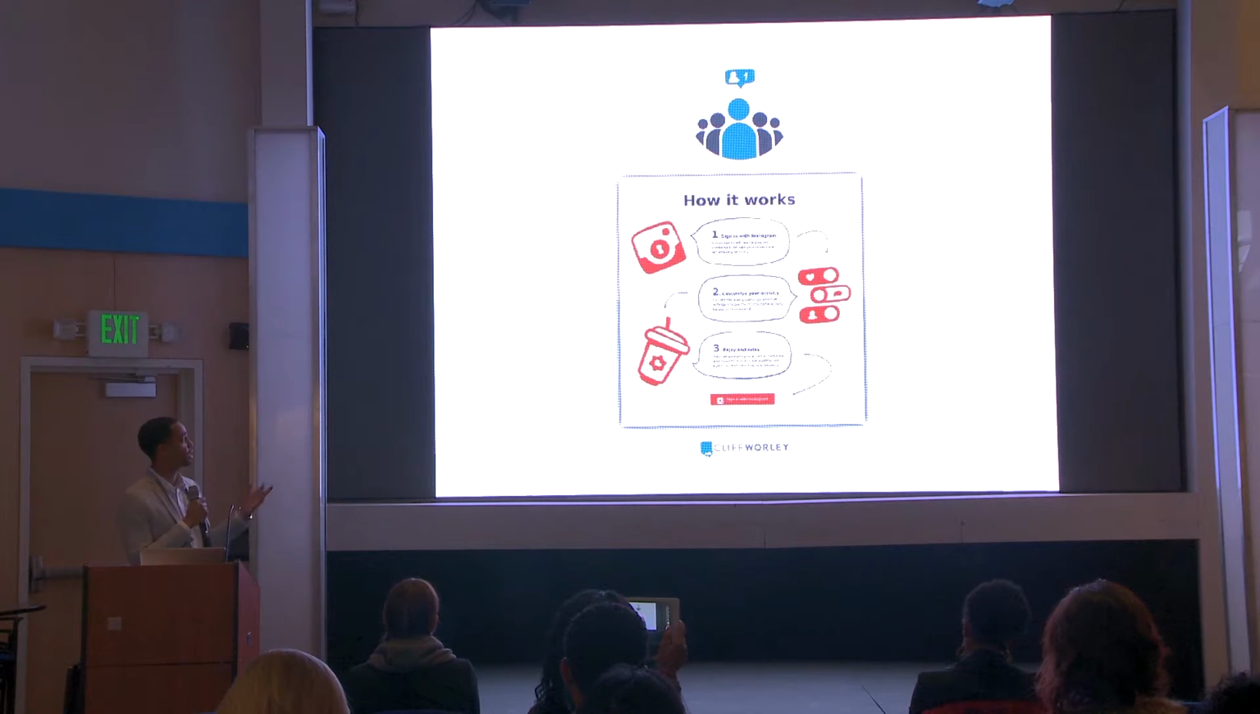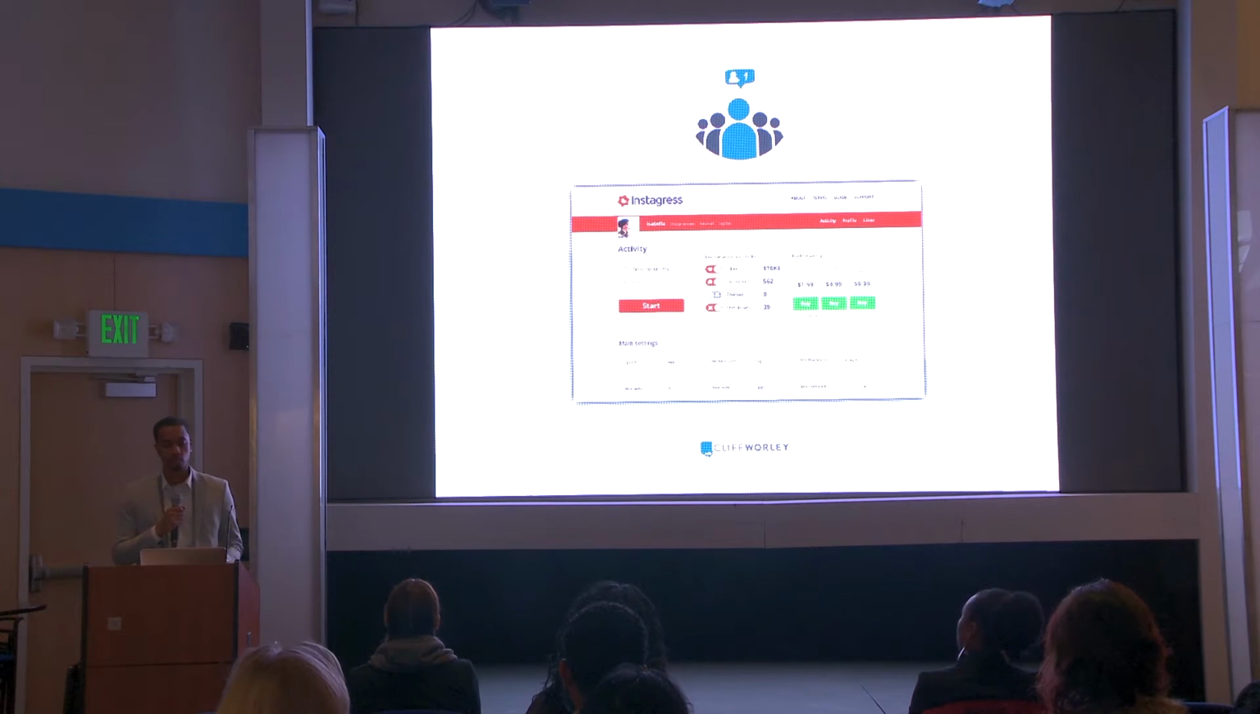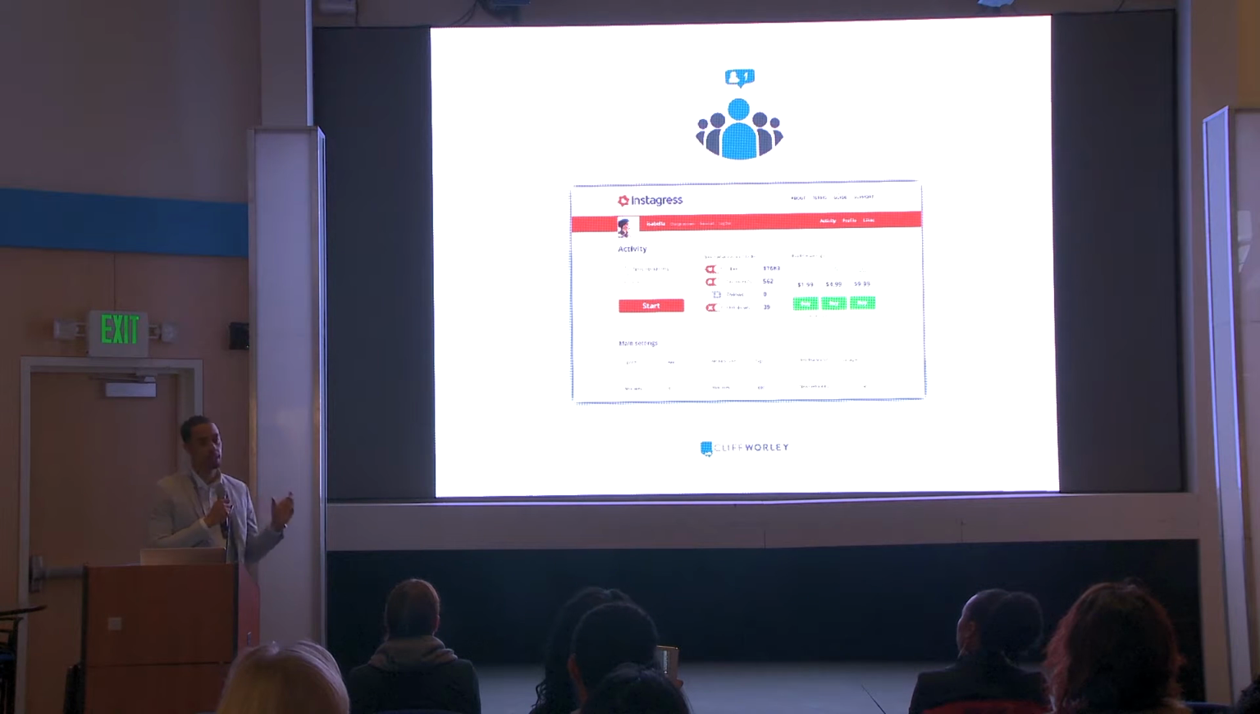Really, you just go in there, sign in with your Instagram account. Sorry, this is a little grainy, but sign in with your Instagram account. You configure the dashboard, and literally you hit start, and then you just sit there and wait for the followers to come. This is what the dashboard looks like. Once you sign into your account, you basically can click either like, comment, follow, or unfollow. I'll go to the next slide because I'll show you how this works.